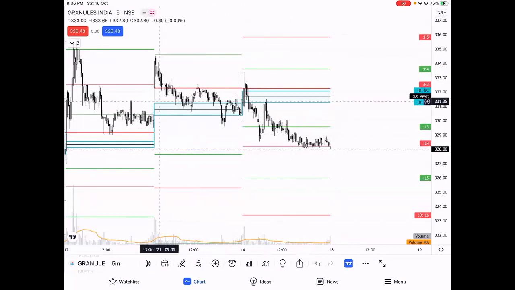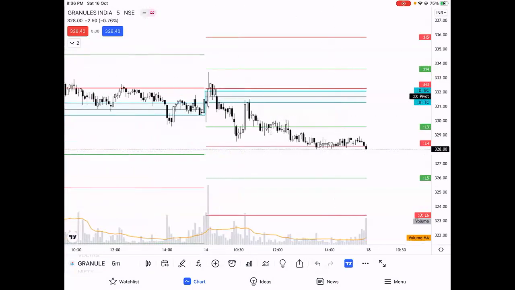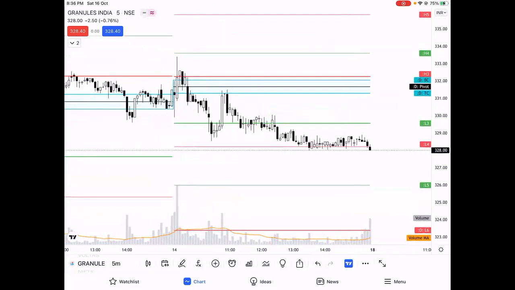But just for now, just see how you can play with the levels of pivots, right? So technically, what do you observe here is from here we have gone weak, right? We took out L3 also, but now just see what's happening here.